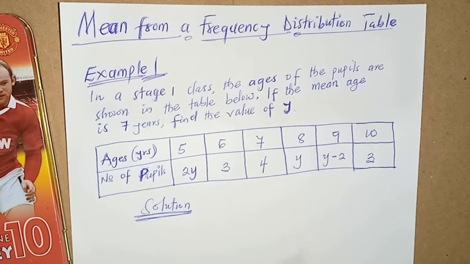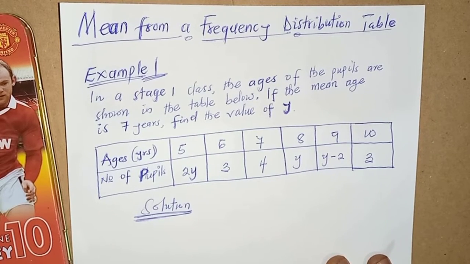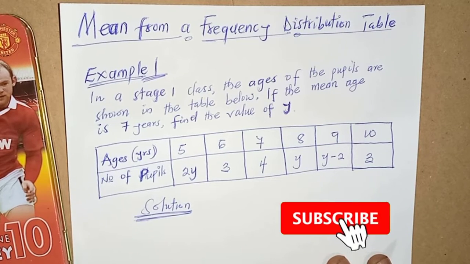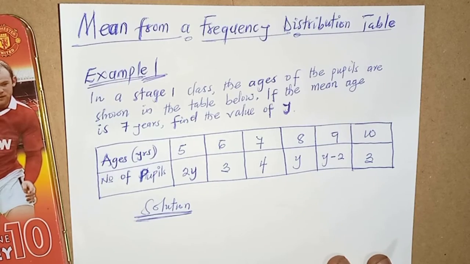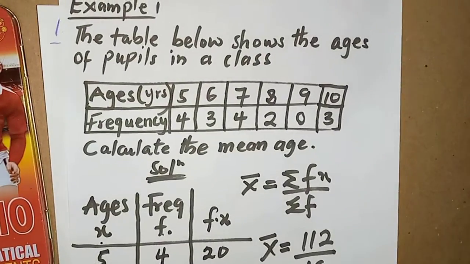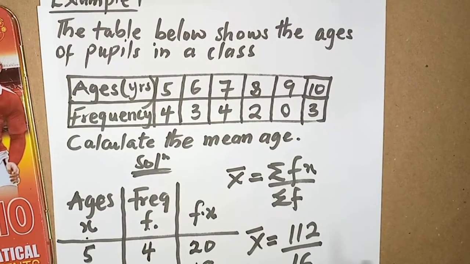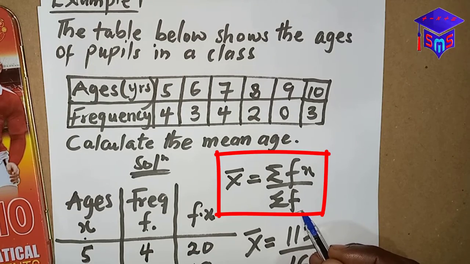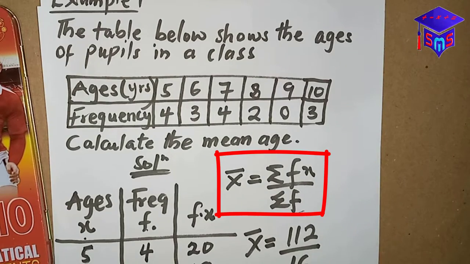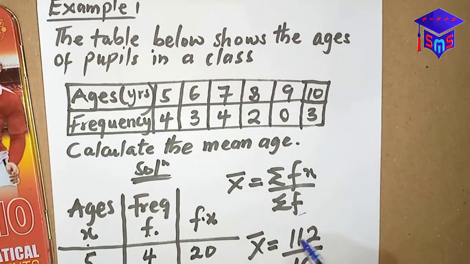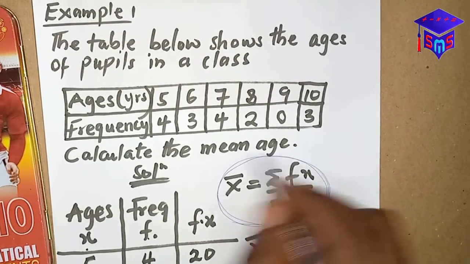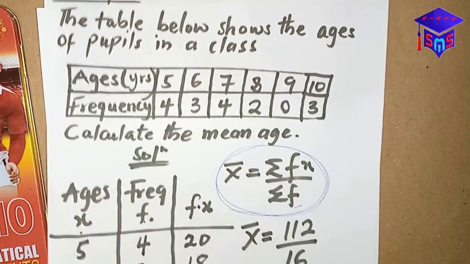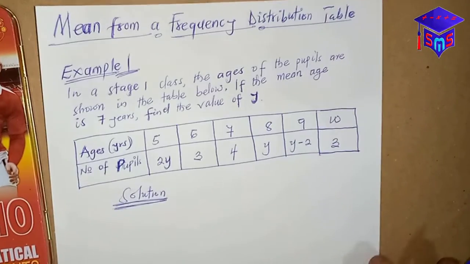Sometimes you may come across questions like this, which has to do with how to find the mean from a frequency distribution table. These kinds of questions look a bit technical, but it's very simple. It's just like what we did in a previous video, where we used the formula sigma fx over sigma f to find the mean. So if you get this understanding, and you know how to use this formula, then you can apply that understanding to answer questions like this.